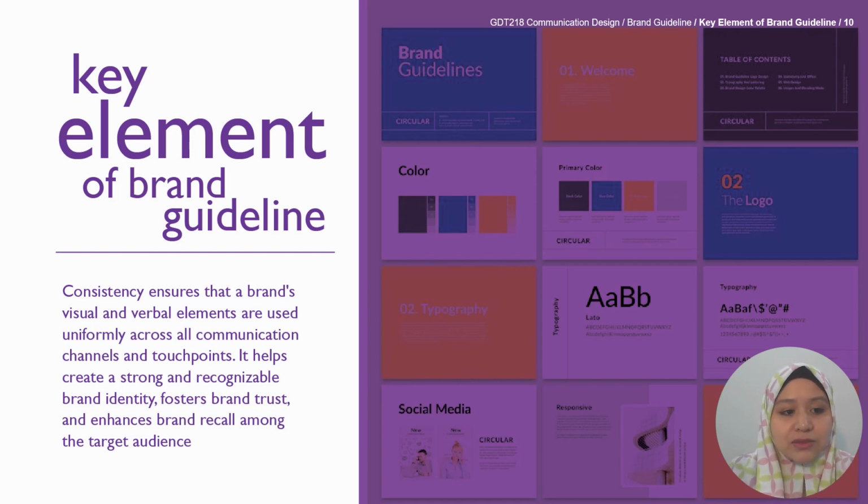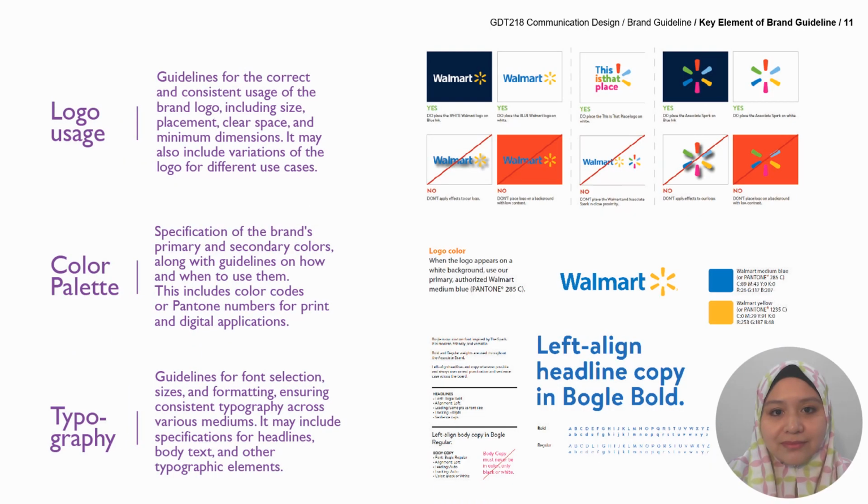So let's have a look. What are the key elements of brand guideline? Consistency again, to ensure that a brand's visual and verbal elements are used uniformly across all communication channels and touchpoints. It helps to create a strong and recognizable brand identity, fosters brand trust, and enhances brand recall among the target audience. There are 9 key elements of brand guideline. Let's start with logo usage, color palette, and typography.